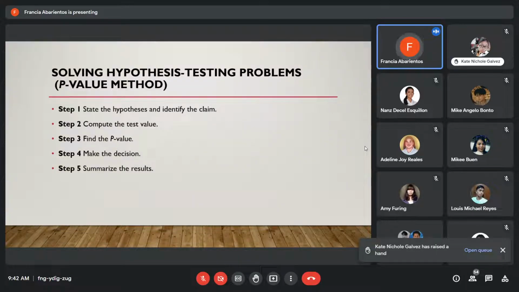So in solving the p-value, same lang naman class with the traditional method. What is the difference? Nauuna dito yung pag-compute ng test value bago hahanapin si p-value. And yung step 1 to 4 and 5, pareho lang naman with the traditional method. Okay, so we have now here the solving process in the p-value.